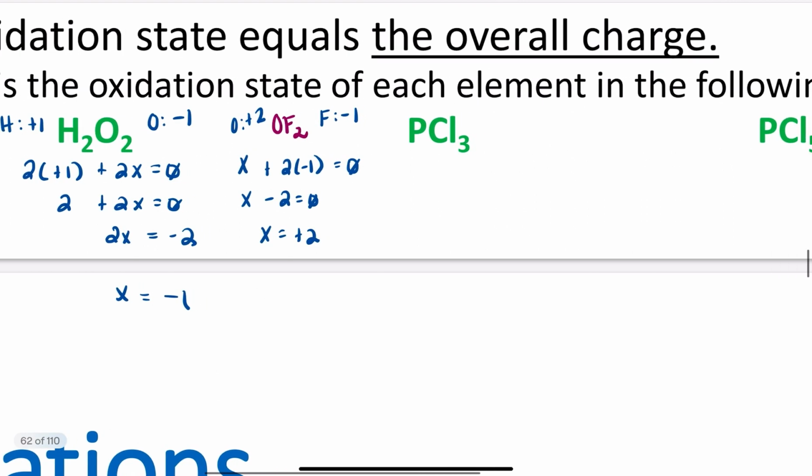If I look at PCl3, I know chlorine is the more electronegative element. It's listed second. It wants a negative charge, and chlorine is a halogen, and halogens like to have that -1 charge. So I have phosphorus plus 3 -1 charges has to equal 0. Phosphorus minus 3 has to equal 0. Phosphorus must be equal to +3.